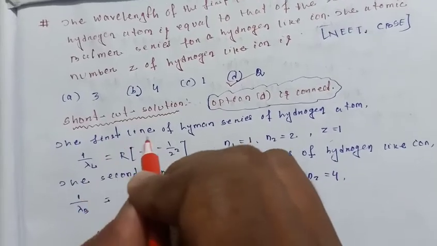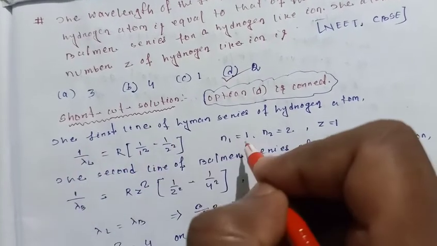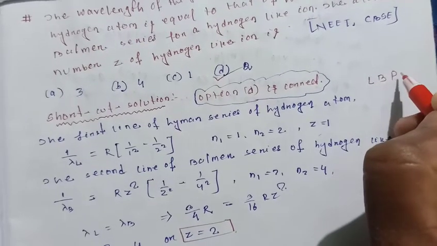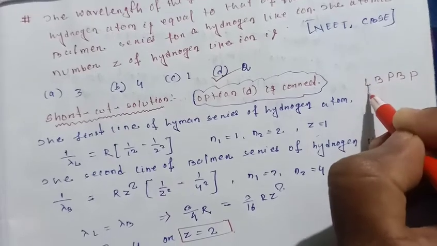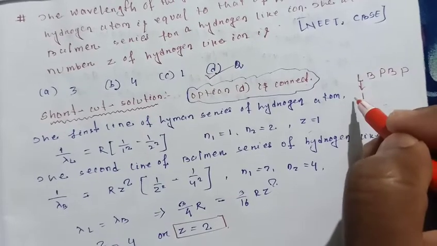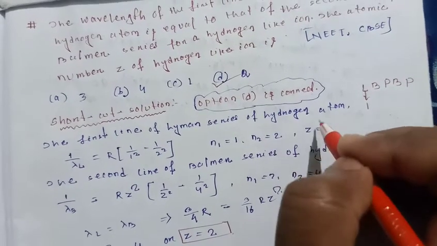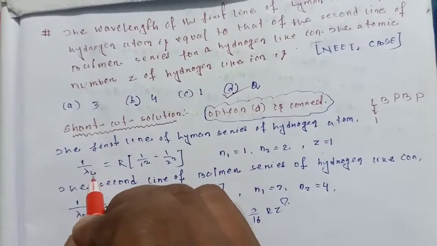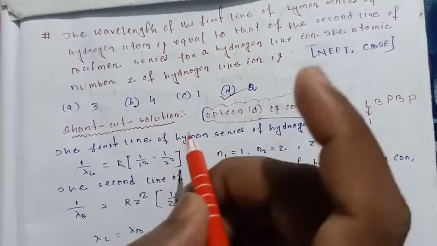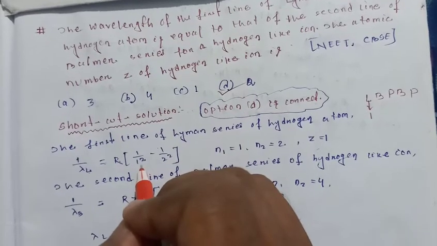We know the first line of the Lyman series of the hydrogen atom. Here the Lyman series has N1 equal to 1, and the order is Lyman, Balmer, Paschen, Brackett and Pfund. So the first line means N1 is 1 and N2 is 2. The atomic number for the hydrogen atom is Z, so we get 1 by lambda L equals R Z square. But Z is 1, so Z square is 1, giving 1 by N1 square minus 1 by N2 square, with N1 as 1 and N2 as 2.